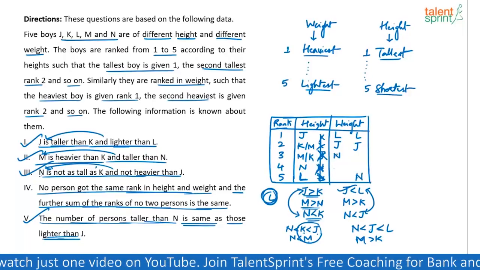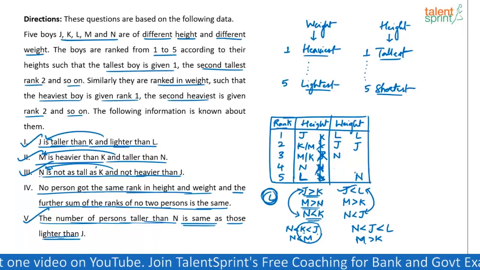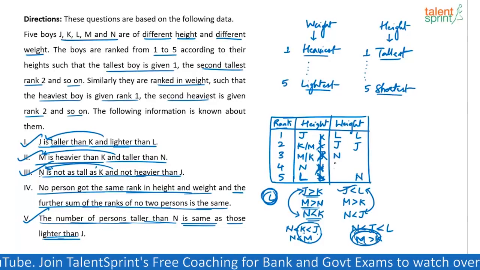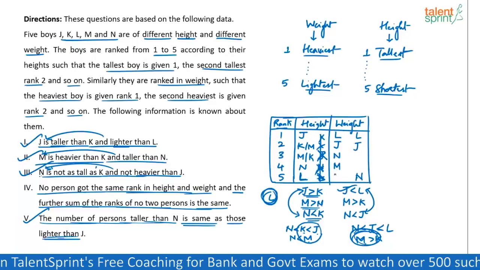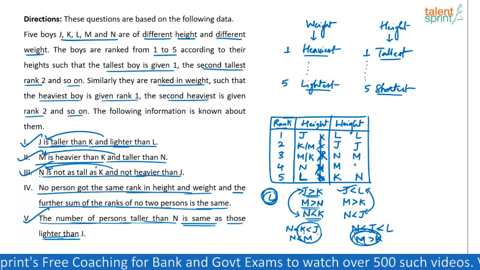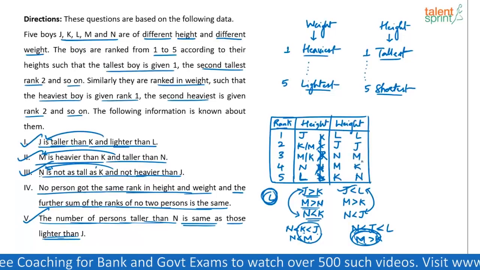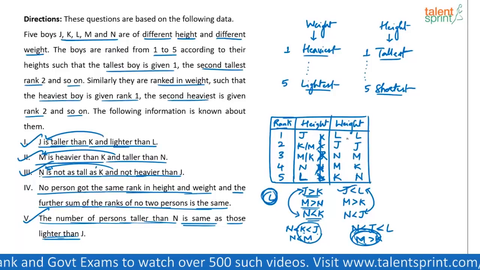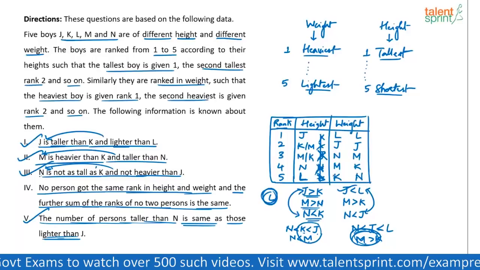Right? And if I fix the rank of N as 3 or 5, we know that M is greater than K in terms of height. M is greater than K meaning M has to take third and K has to take fourth. You're able to follow? We fixed L and J initially. There are two possibilities for weight, let's assume, LJ, first and second ranks.